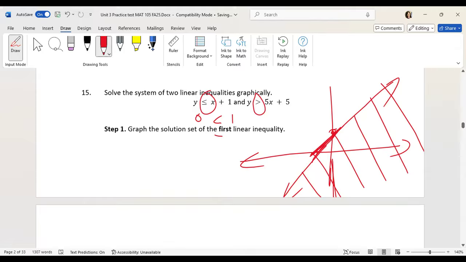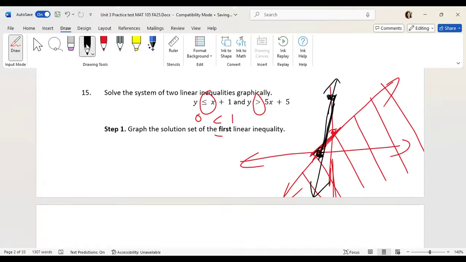So now we want to graph the other half plane. The y-intercept is 5, so let's make it 5 right here. And then the slope is 5 over 1, so I'll go down 5 and over 1, make it here. Then I can connect the 2 points. 2 points make a line. And continue the line to infinity.